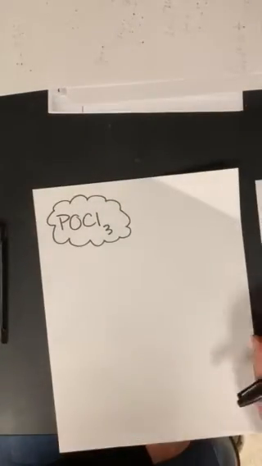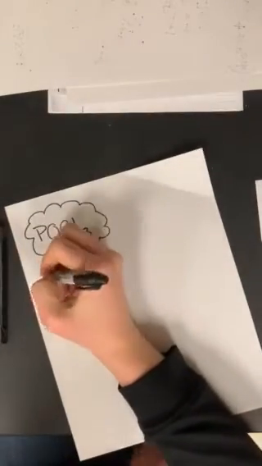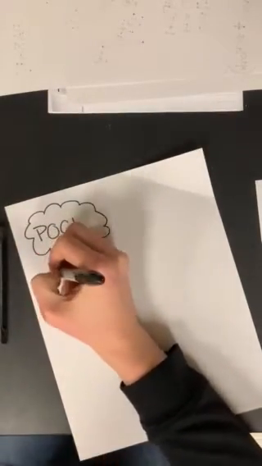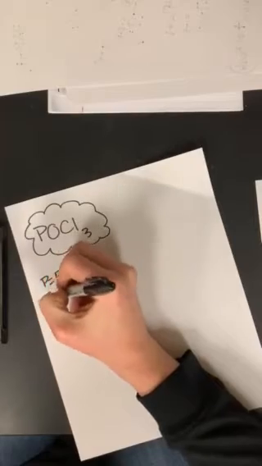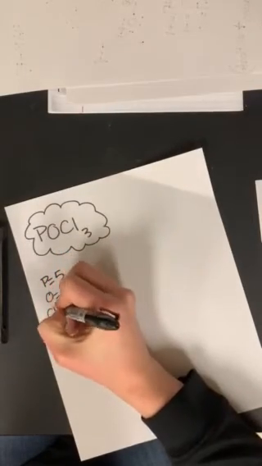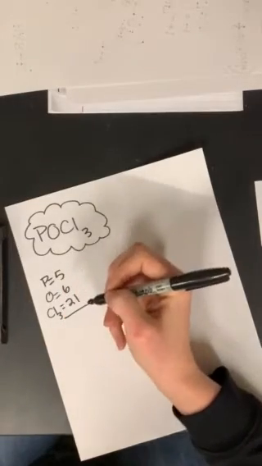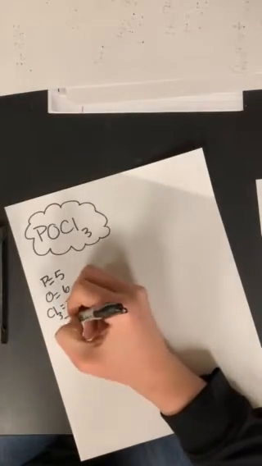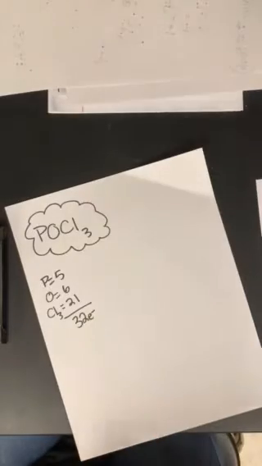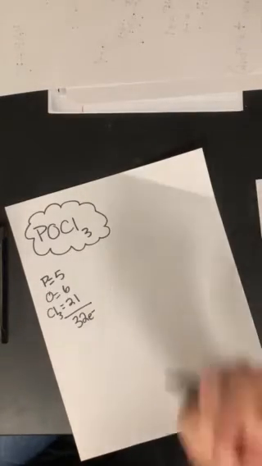POCl3. Step 1, add up valence electrons. P is 5, O is 6, chlorine is 7, but there's 3 of them, that makes 21. There's no charge, so we're not accounting for any additional electrons. We add these up, 32 electrons. Step 1 is done.